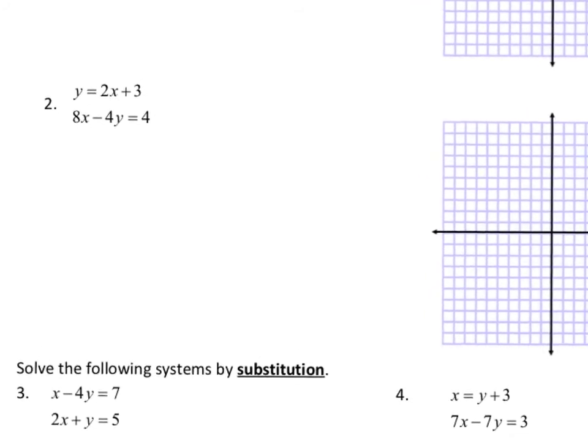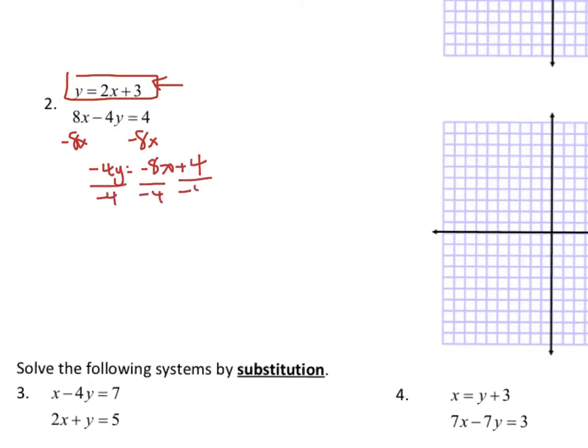In order to graph lines, how do you need your equations to look? Yes, slope-intercept form. You have to make sure that they are in y equals form. Well, the first equation, luckily for us, is in that form. I don't have to change that one at all, so I'm going to graph that equation just as it looks. The second equation, 8x minus 4y equals 4, has to be worked with. I have to subtract the 8x. Alright, I'm going to divide by -4. And I'm going to get y equals 2x minus 1.